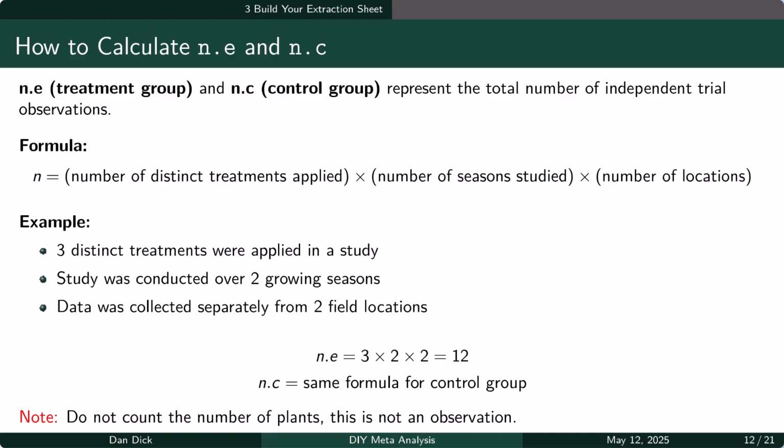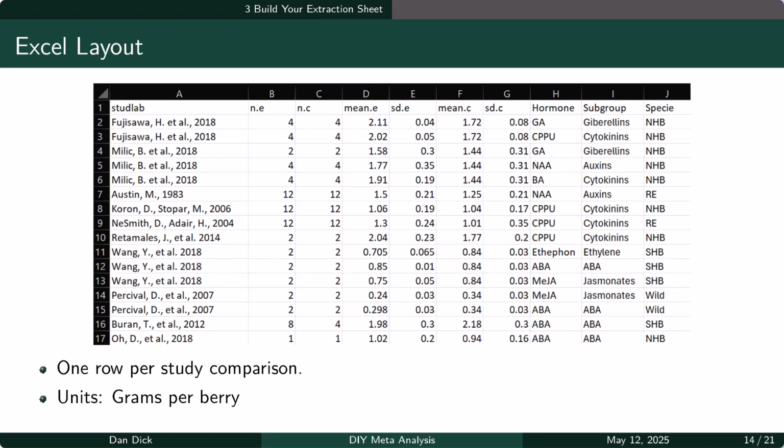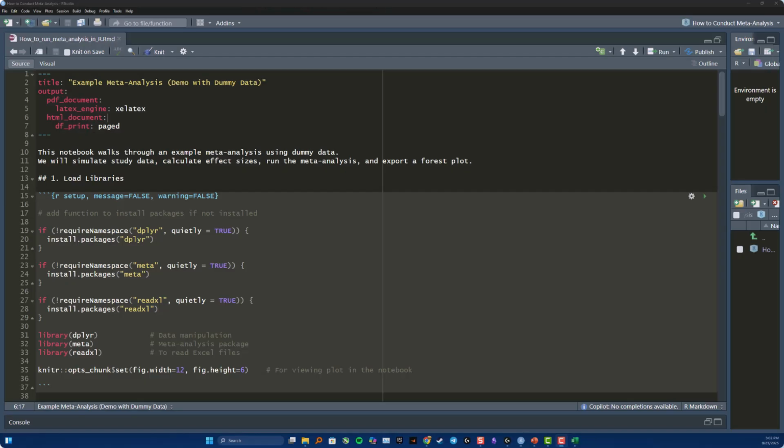Do not count the number of plants. That's not an observation. That's simply part of the setup of the trial. It's only the number of actual mean values that are presented and where those means come from. So like I've run through, this is an example Excel layout with one row per study comparison, and make sure that they're all in the same units. In our example here, it's grams per berry.